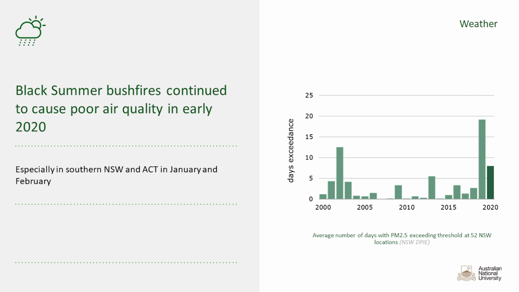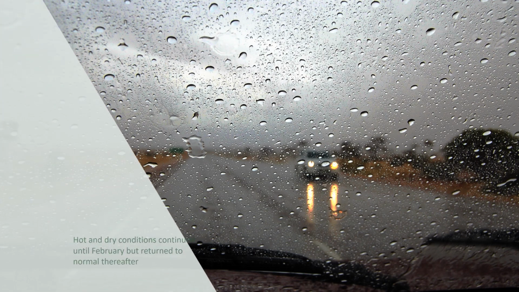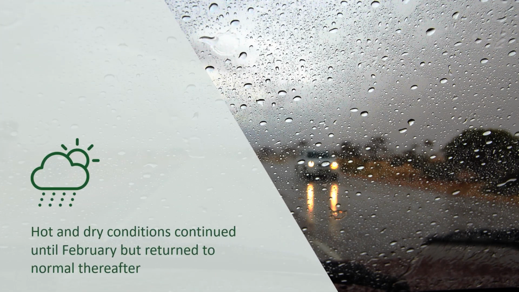The Black Summer bushfires continued to cause bad air quality in early 2020. This is especially true in the southern New South Wales and ACT in January and February. Canberra even topped the world's list of towns with the most dangerous air quality in January 2020. In summary, hot and dry conditions continued until February, but returned to normal thereafter.